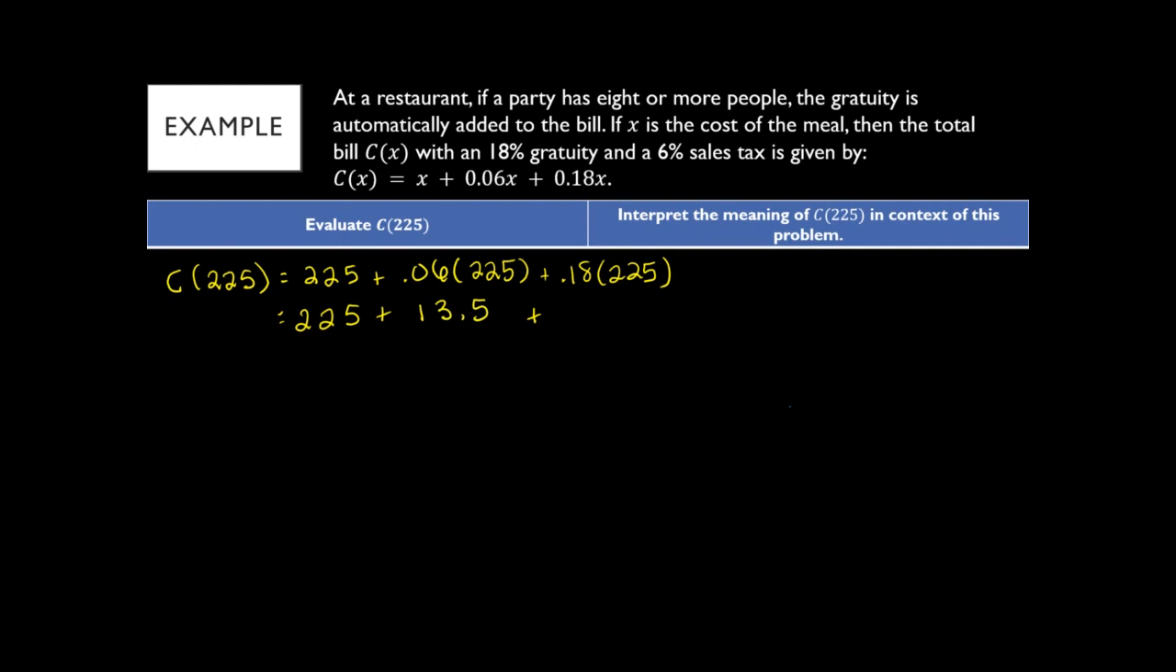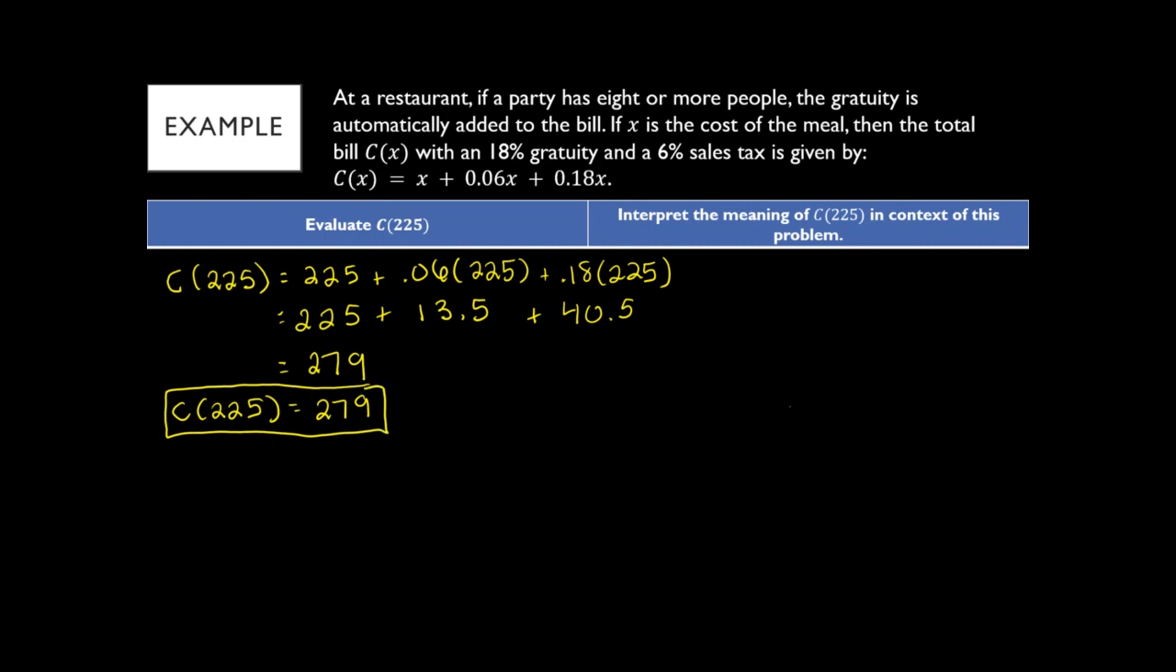Okay, 0.18 times 225, that's giving me 40.5. Now I add all of these up. We get 279. So I agree, once I fixed my calculator error and double checked my math. So the sales tax was $13.50, and then our gratuity was $40.50. So that's the amount for the tip. So we've got C of 225 equal to 279.